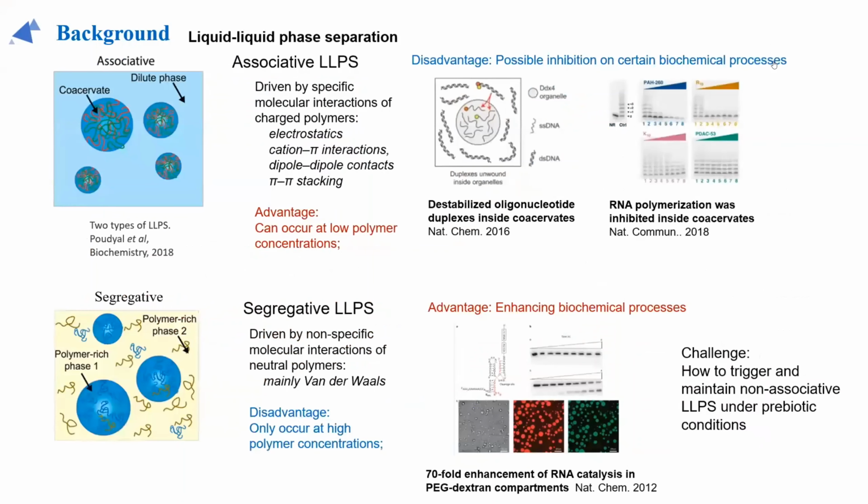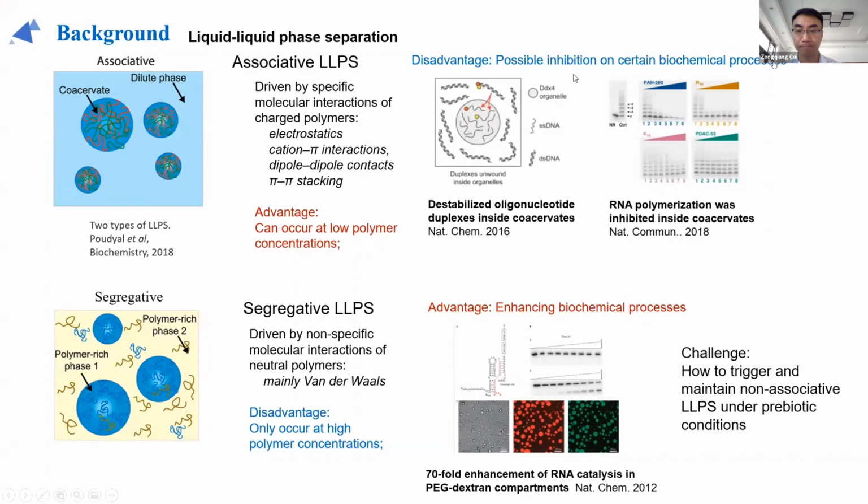To talk about liquid-liquid phase separations, we first have to talk about two common types of LLPS. The first one is known as the associative LLPS. It's driven by specific molecular interactions of charged polymers, for example electrostatic, cation-pi interactions, dipole-dipole contacts, pi-pi stacking, etc. This can occur at very low polymer concentrations, because if the molecules associate with each other, even at very low concentration, you can get them to form new phases.